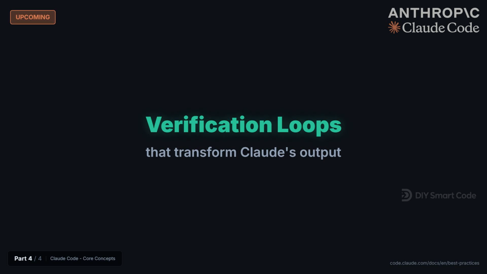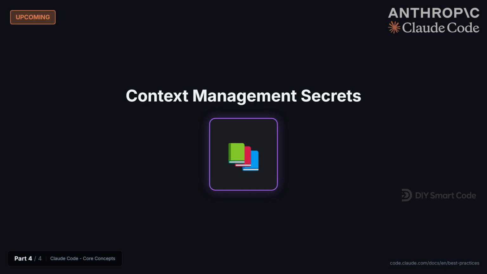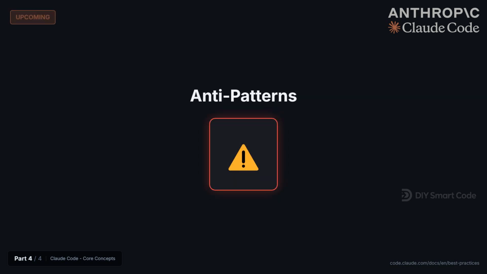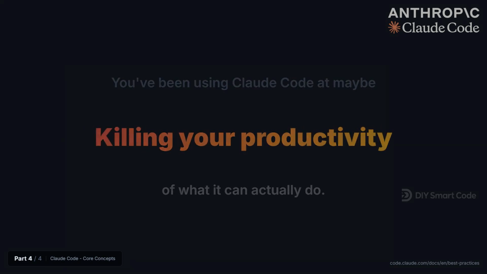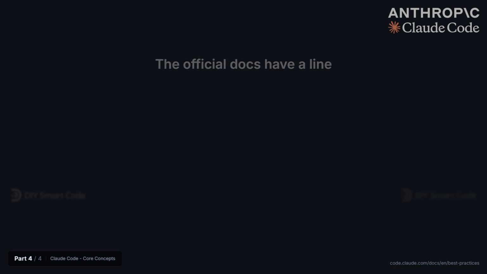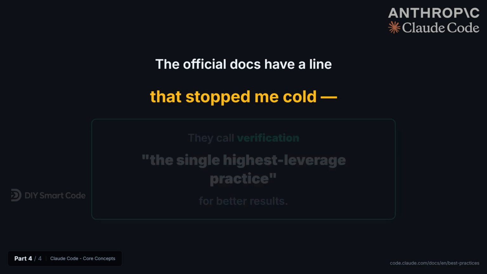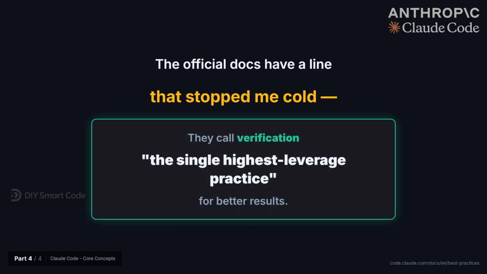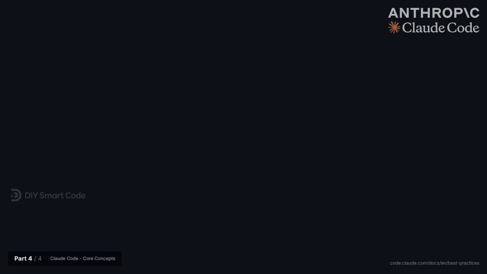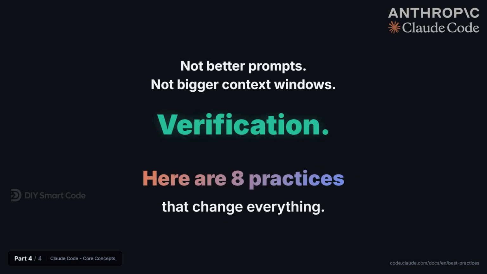In this video: verification loops that transform Claude's output, the 4-phase workflow, context management secrets, and the anti-patterns killing your productivity. You've been using Claude Code at maybe 20% of what it can actually do. The official docs have a line that stopped me cold. They call verification the single highest leverage practice for better results. Not better prompts, not bigger context windows. Verification. Here are 8 practices that change everything.